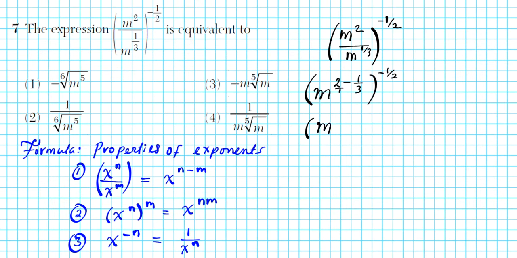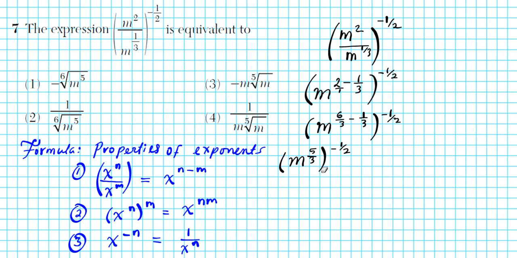So that becomes, if you multiply this by 3 on the top and bottom, you have 6 over 3 minus 1 over 3. Okay, now if you subtract, you have m raised to the, subtract the numerator and keep the denominator. Okay, raised to the negative 1/2, negative 1/2. So that's 1/2 right there.